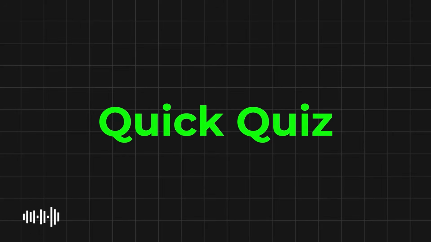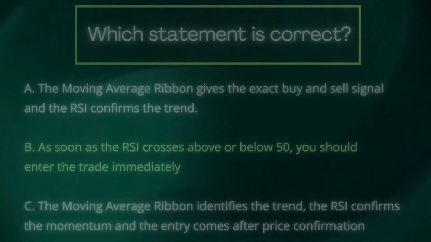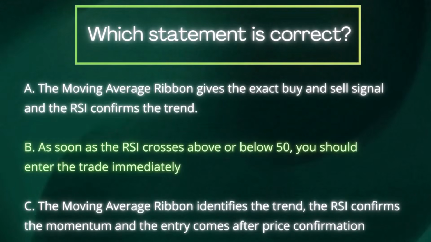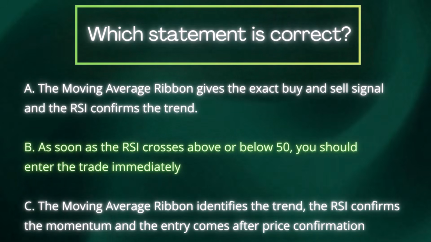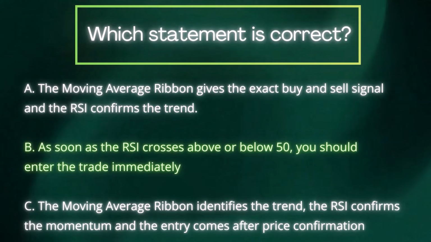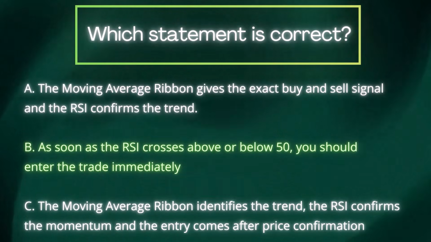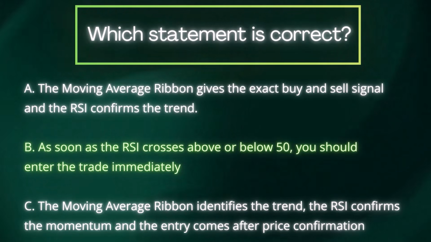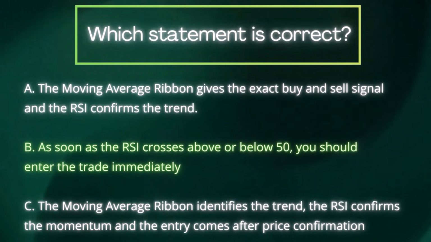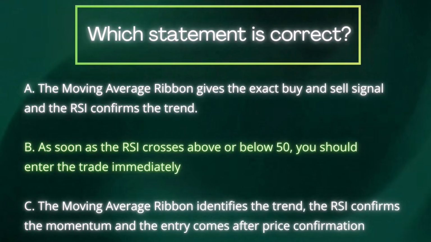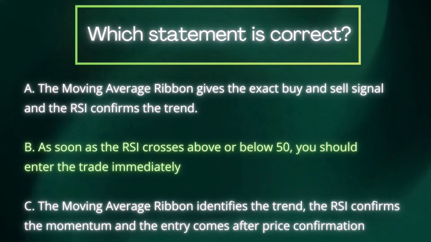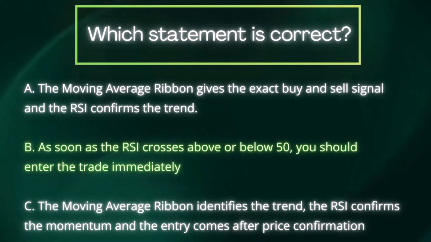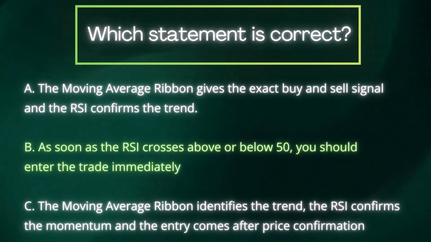Quick quiz. Before you go, let's do today's quick quiz. Which statement is correct? A. The moving average ribbon gives the exact buy and sell signal and the RSI confirms the trend. B. As soon as the RSI crosses above or below 50, you should enter the trade immediately. C. The moving average ribbon identifies the trend, the RSI confirms the momentum, and the entry comes after price confirmation.